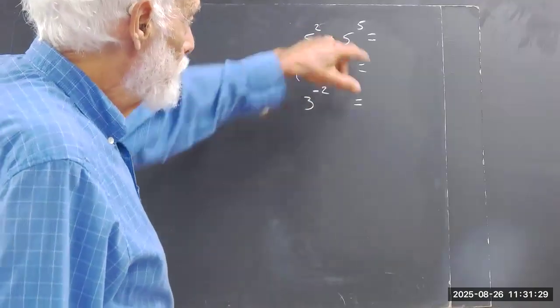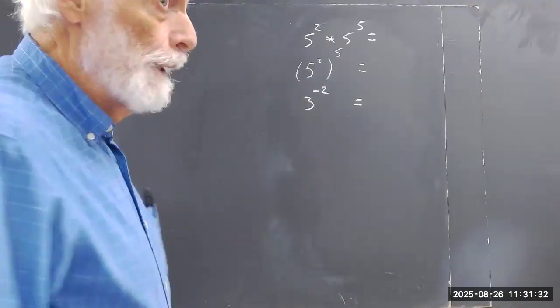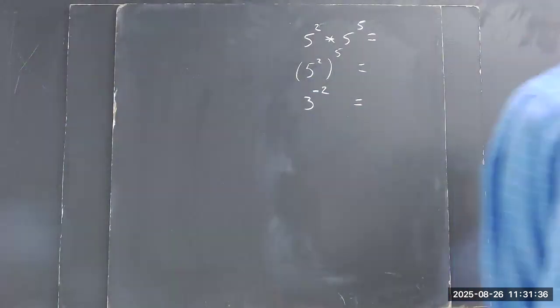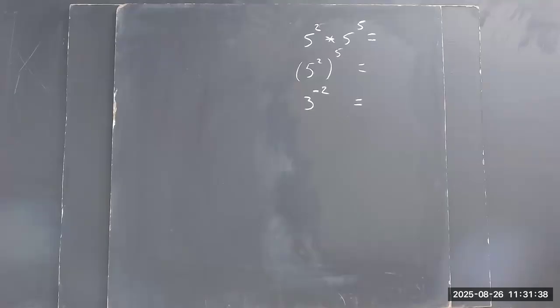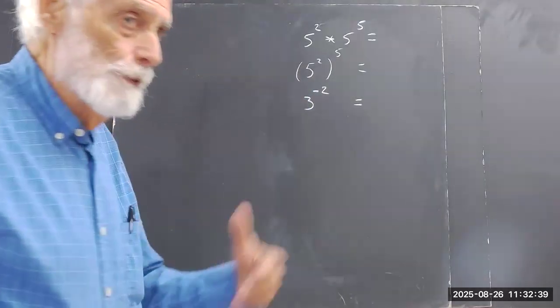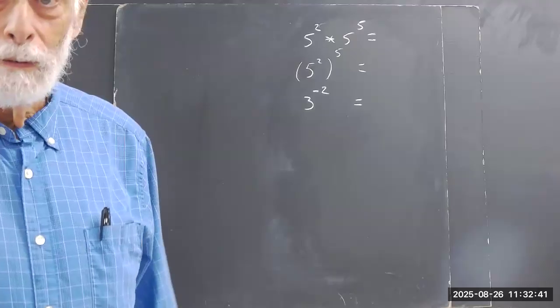Most people have problems with at least some of these. So let's see, what does 5 squared times 5 to the 5th mean? Well, first of all, let me pose a question, then I'm going to pause so you can answer. The question is, what does 5 squared mean? I quickly got an answer. Well, it means 5 times 5.